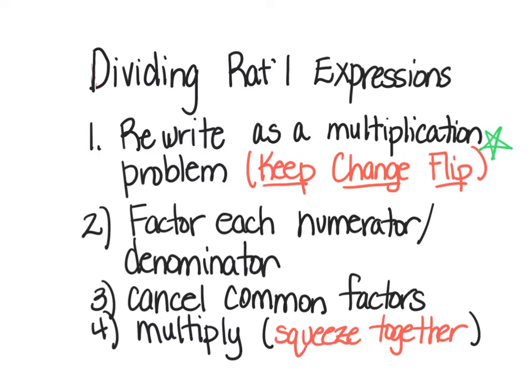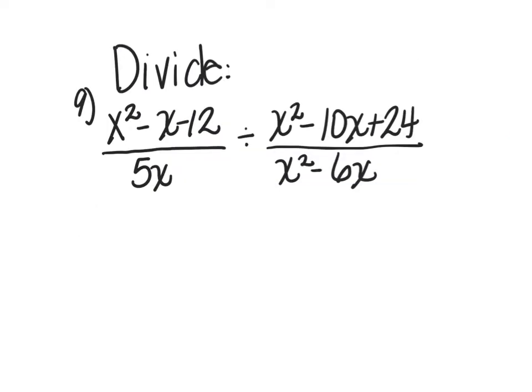When you turn it into the multiplication problem, you factor each numerator and denominator, you cancel common factors, and then you multiply, which is the squeezing together. So again, this first step of changing it into a multiplication problem is key. The step for doing that is to keep the first fraction just like it is, change the sign from division to multiplication, and then flip that second fraction, which is the reciprocal of it. So let's jump in and look at an example.